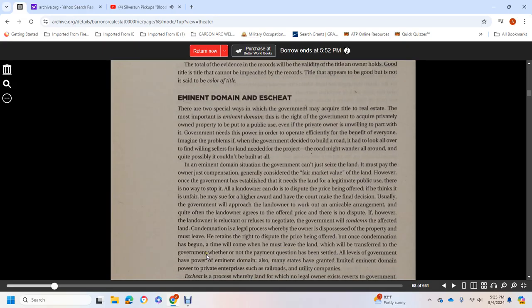Eminent domain and escheat. There are two special ways the government may acquire title to real estate, but the most important is eminent domain, the right of the government to acquire the property of an owner for public use. Even if the private owner is unwilling to part with it, government needs this power in order to operate efficiently for the benefit of everyone. Imagine the problems if the government decides to build a road and has to look for a willing seller of land near the project. The road might wander all around and quite possibly couldn't be built at all.